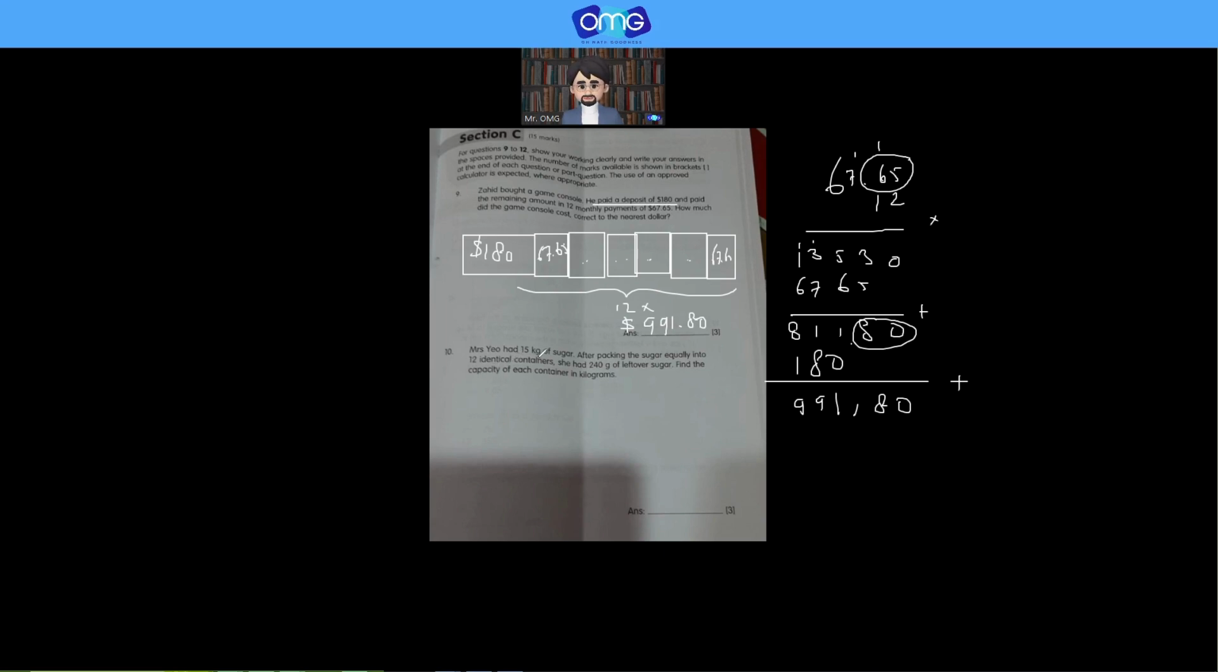Mr. Yu had 15 kilogram of sugar. Number 10, we're going to discuss number 10 now. Mr. Yu had 15 kilogram of sugar. After packing sugar equally into 12, she had 240 gram left over. So basically here he has 12 identical containers: 1, 2, 3, 4, 5, 6, 7, 8, 9, 10, 11, 12.